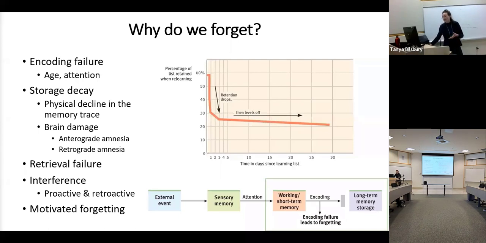So maybe we forget because we never encoded it. Maybe we forget because there's some kind of physical decline in the memory trace. We know that brain damage is associated with forgetting.